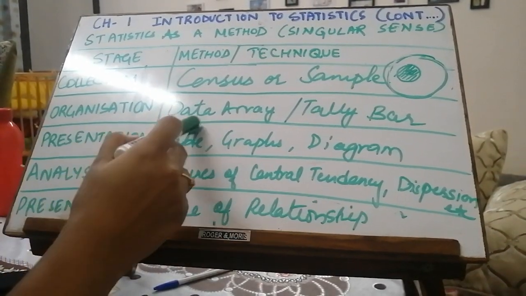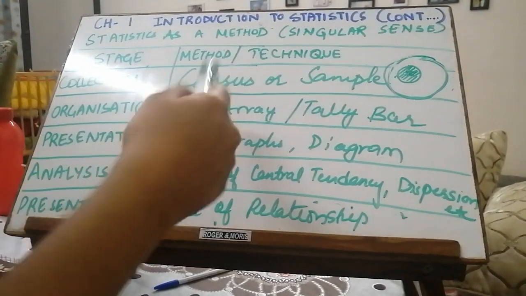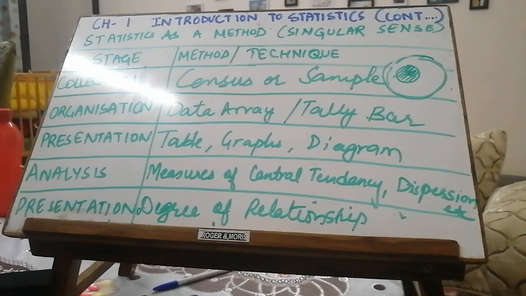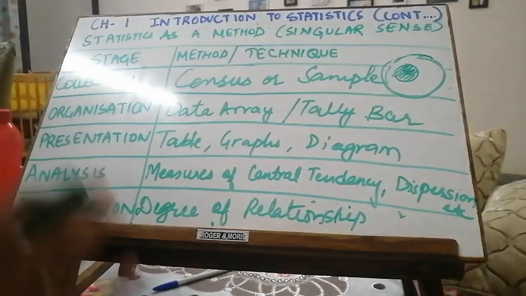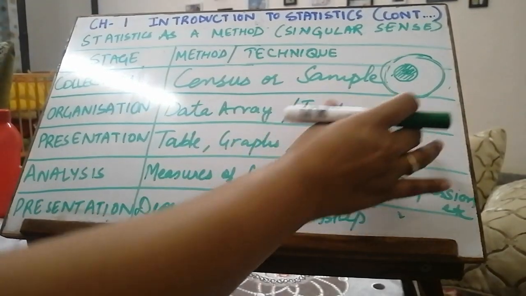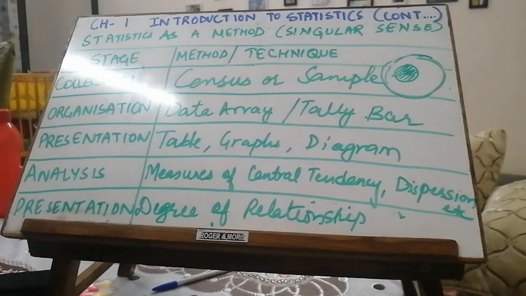So it is done by data array. Array means frequency, tally bar. So frequency distribution, frequency table, discrete series. These are basically the terminologies that we will be using. Tally bar you have already done in previous classes. This is the very basic concept that you're aware of. Using that, we will be organizing the data.